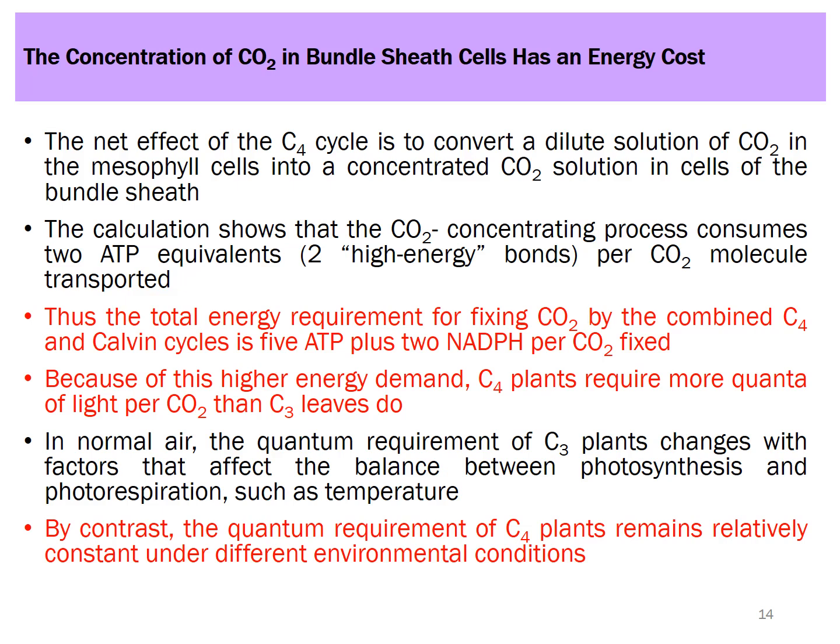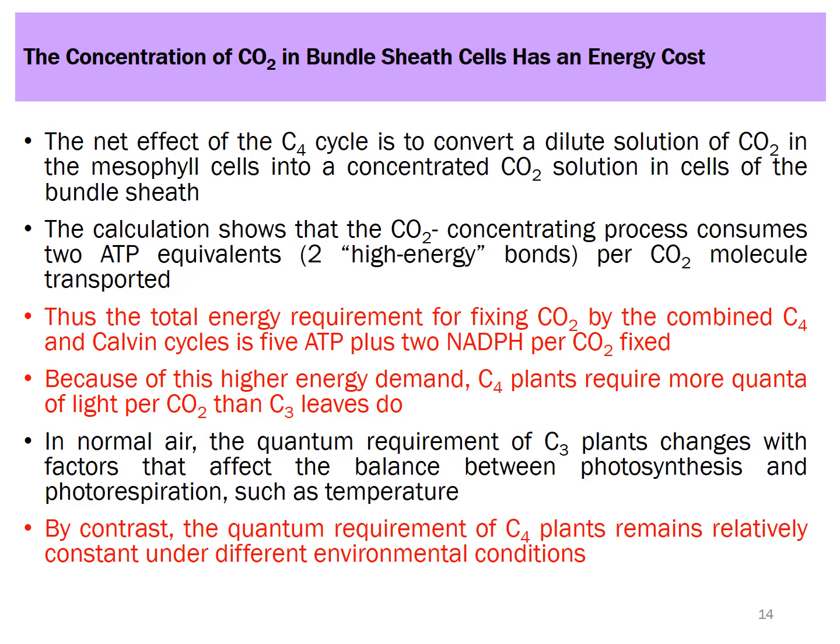In normal air, the quantum requirement of the C3 plants changes with factors that affect the balance between photosynthesis and photorespiration, such as temperature. तो temperature की fluctuation के हिसाब से C3 की जो demand है energy की, वो भी change होती रहती है. अगर C3 अकेला pathway चलेगा तो उसकी energy की demand ज़्यादा नहीं होगी, but अगर temperature high हो जाएगा तो photorespiration भी operate होगा. और मैंने आपको बताया था कि photorespiration में extra ATP required होते हैं. तो in that case, same plant है लेकिन high temperature पे photorespiration होने की वजह से उसको ज़्यादा ATP utilize करने पड़ते हैं.